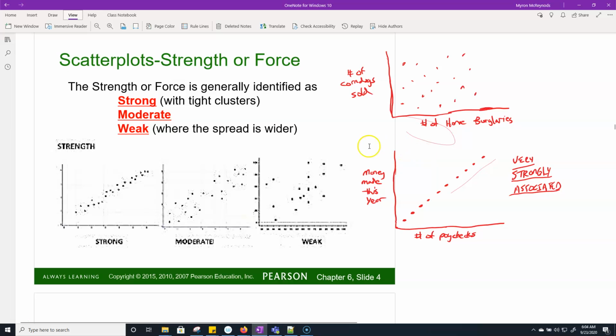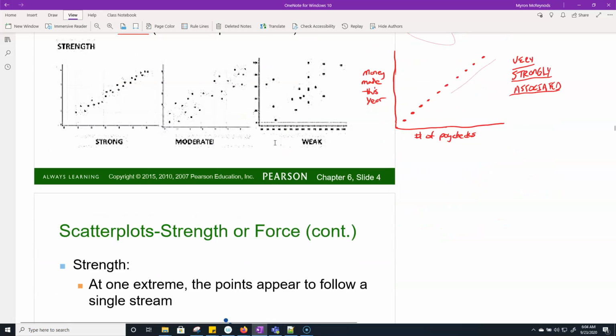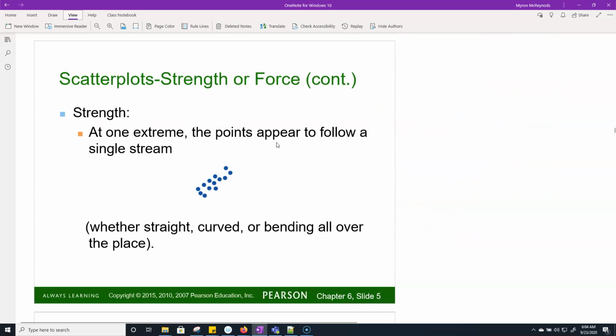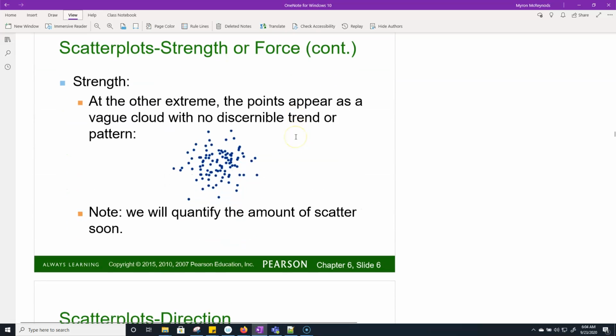So that's just an explanation of how the scatterplot works. We're looking at two different variables. Okay, and at one extreme, the points are going to be really tightly packed like this, like my paychecks versus the amount of money that I made. It was really tightly packed, almost a perfect line. And so at one extreme, the points appear to follow a single stream, and that's a very strong correlation or association. And at the other extreme, where there's almost no association, you have just all over the place. That's almost no correlation right there, or no association.